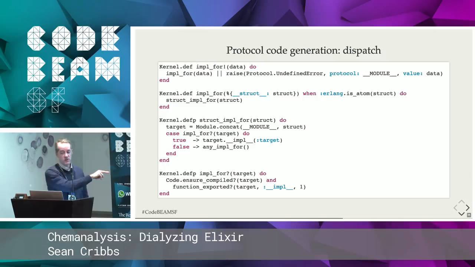is this module compiled? Is it loaded into the virtual machine? If so, does it have that function exported, this __impl__ function? This particular function is injected when you do defimpl. So if it's true, then it calls, give me the target module for this. So it calls that __impl__ function. Otherwise, it dispatches to Any impl. So if you have fallback to Any, it's going to use the generic implementation. Okay, woof, that's a lot about how protocols work.